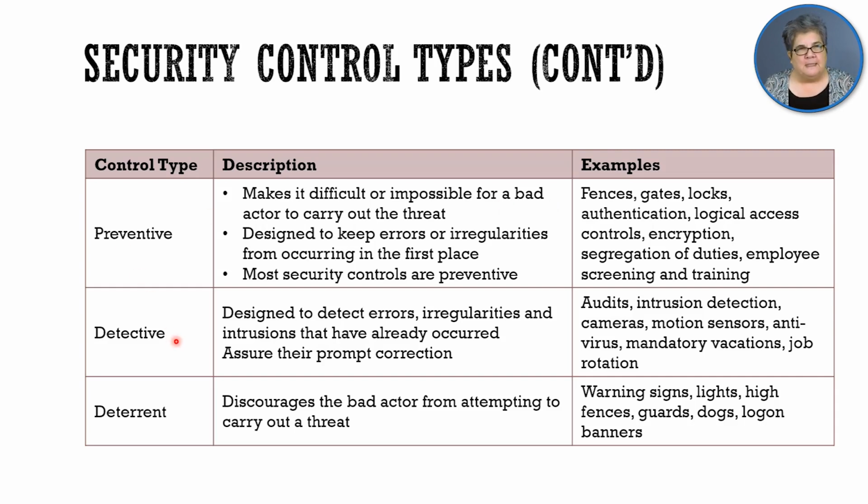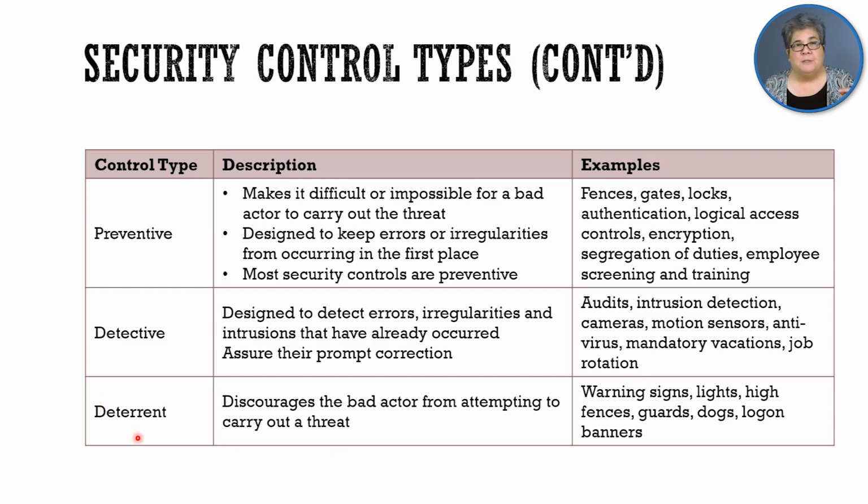Then there's detective. If something is happening, we want to find out as early as possible. We want to detect it as soon as possible. So we want to detect errors, irregularities, and intrusions that have already occurred or are in the process of occurring. And we assure then that we can correct them as promptly as possible. So we want to have audits or intrusion detection or cameras or motion sensors, antivirus, mandatory vacations, job rotation.